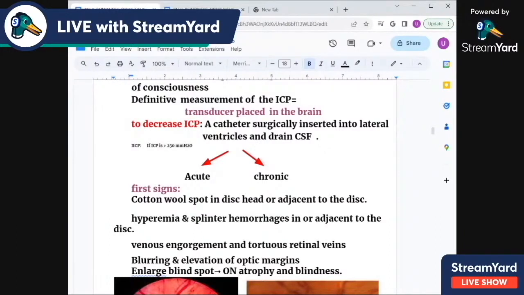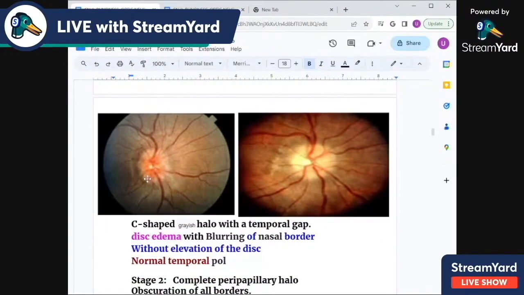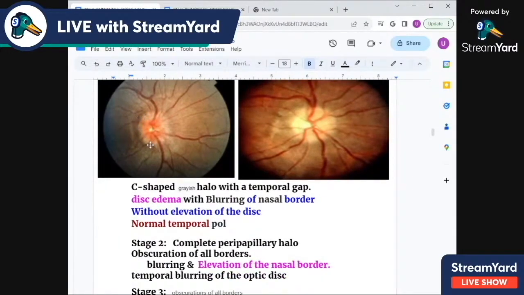So acute papilledema causes central visual loss. Otherwise, the chronic one doesn't; it causes peripheral visual loss. So what happens in chronic papilledema? In different stages. The first stage is an incomplete C-shaped halo around the optic disc. The C-shape is incomplete at the temporal border, and there is obscuration of the nasal border. Okay, so this is the first stage.